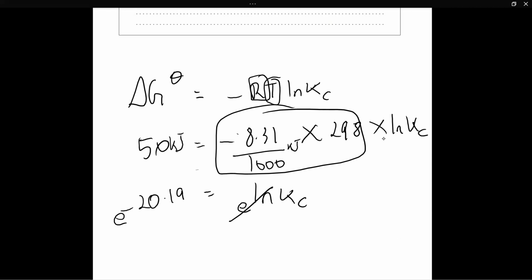So Kc is equal to e to the power of negative 20.19, and let's put that into the calculator. It is equal to 1.69 times 10 to the negative 9. That is the value of Kc.